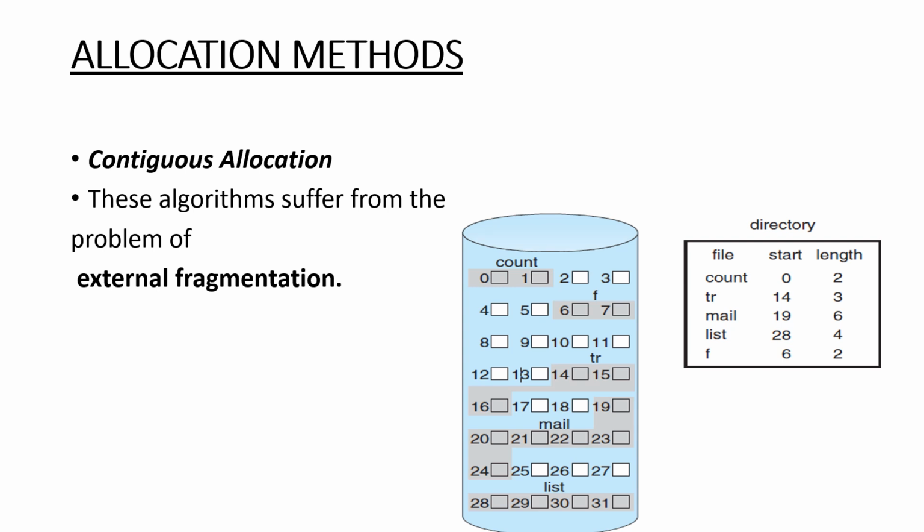In this video, we are going to see about allocation methods. Here there are three types of allocation methods: contiguous allocation, linked allocation, and indexed allocation. Before that, we can see what allocation is.